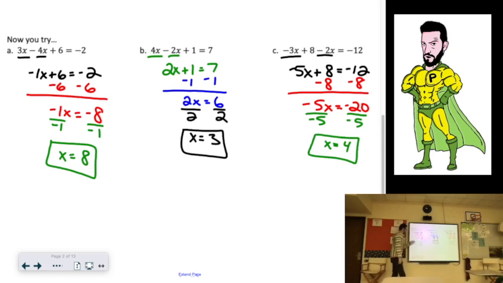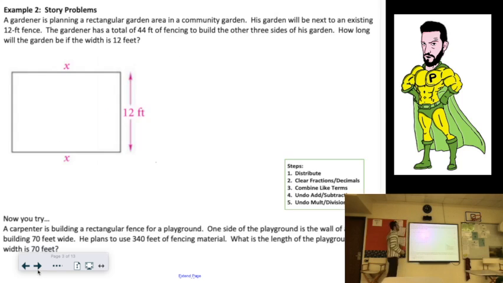Great job on that. A was 8, B was 3, and C was 4. Cool. All right, story problems, yay!